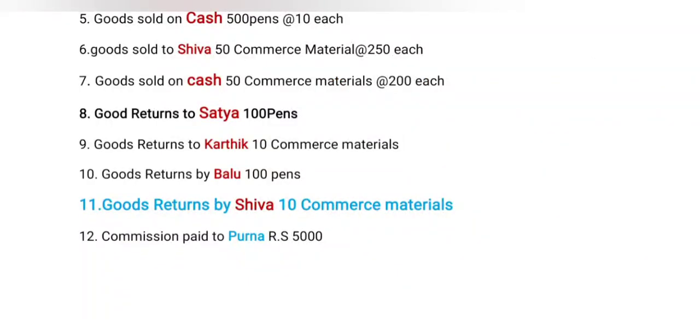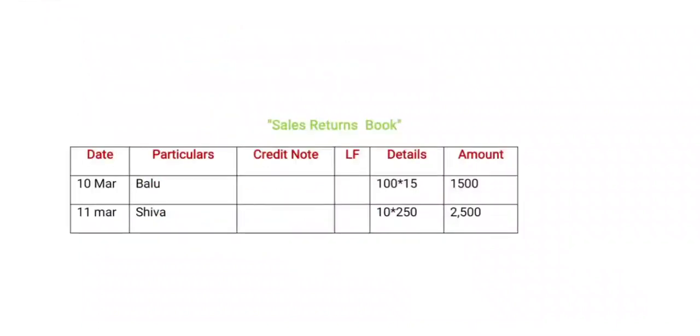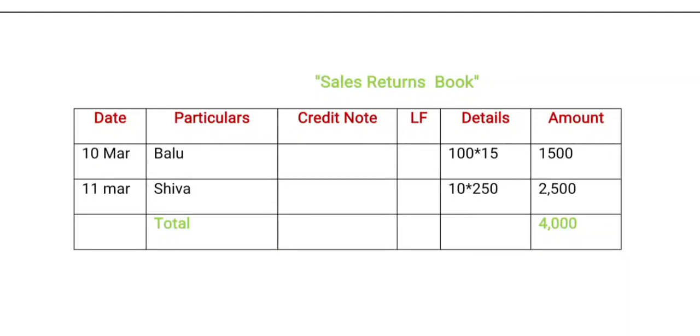11th March, goods returned by Shiva, 10 commerce materials. It is sales returns. We are going to the sales return book. Now coming to the date column, 11th March, Shiva is the customer. He returned goods to us. Now coming to details, it is 10 commerce materials returned, each one 250, then 2500 amount, then no related transaction to sales returns. That's the reason we are balancing both sides. Particulars total column, that is 1500 plus 2500, it is 4000.